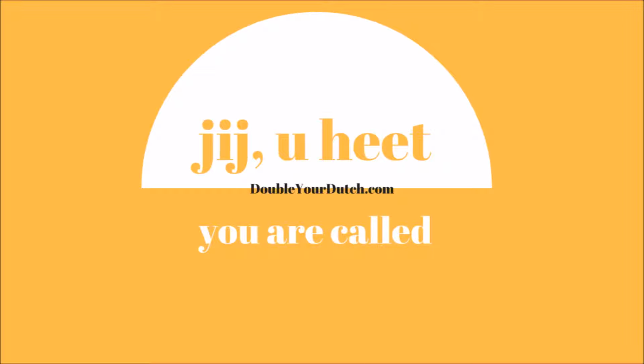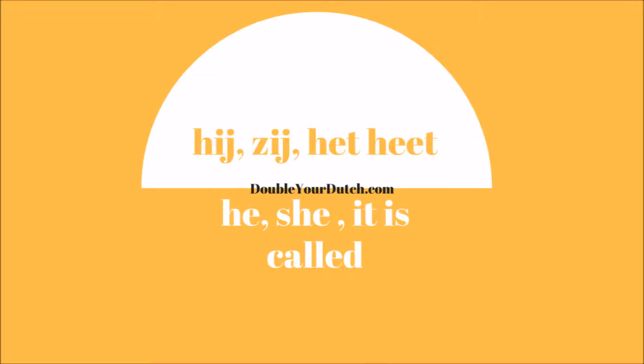You are called is jij or u heet. Same form as in the I form. Usually it would be plus T, but when the verb already ends with a T, like with heet, then you don't add another T. So then the U form is the same as the I form. Ik heet, jij heet, u heet. He, she, it, the same. Hij, zij, het heet. He, she, it is called.